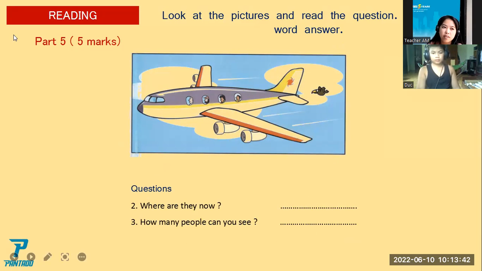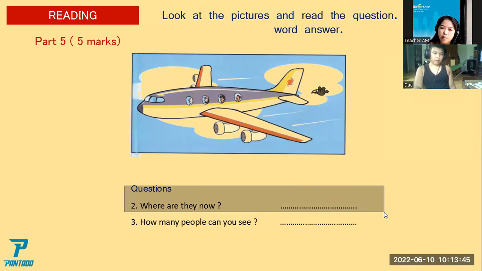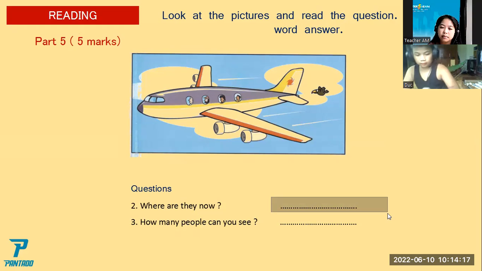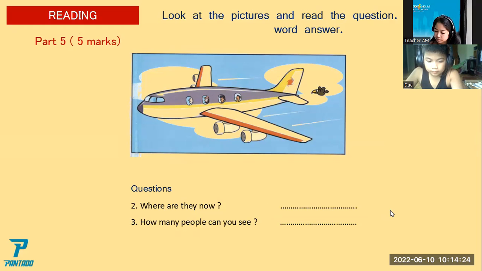Very good. So where are they now? Where are they now? It's on playing. Please write your answer, Duke. Where are they now? Is flying. Okay, please write your answer. They are now in the... You can write your answer here. Is in the plane. Okay, they are in the plane.